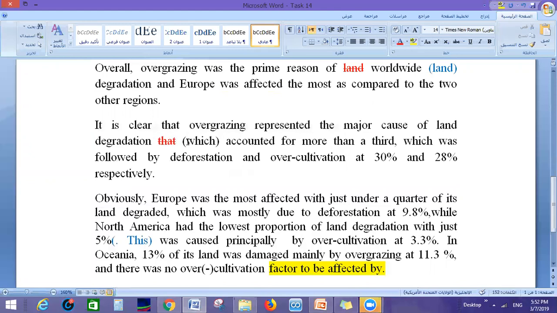So we need to put a comma here, and which. Now that can't give extra information. It can define something, which degradation we're talking about. But here we're giving extra information about this major cause of land degradation. So which accounted for more than 1/3.